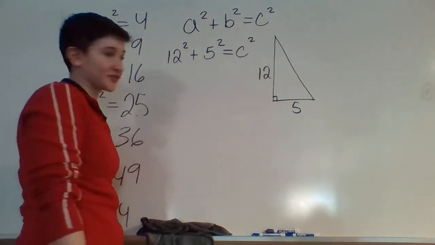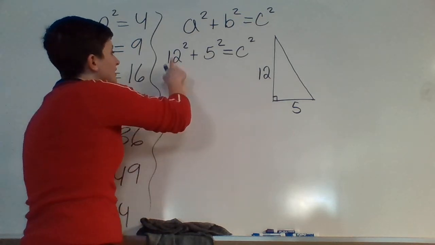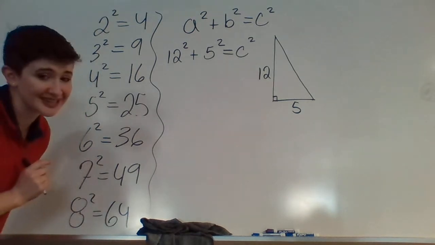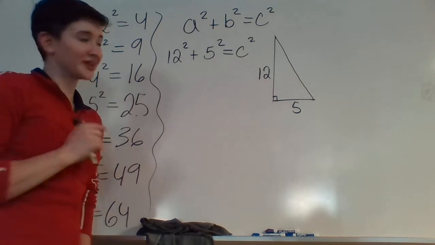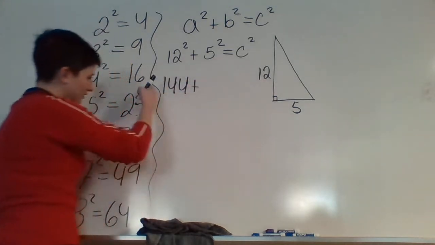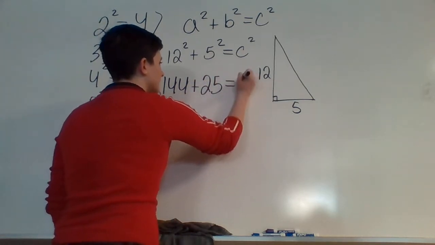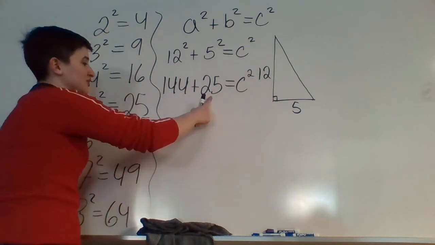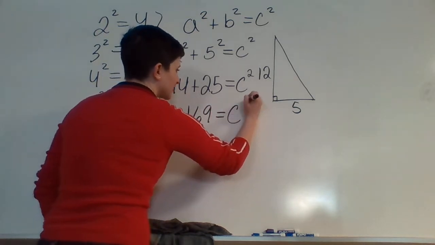So much more room. That looks better. 12 squared, if we go over here, we don't have it, but you should still have your perfect squares list up. If you don't, just search perfect squares. 12 squared is 144, plus 5 squared is 25. We learned that in the last one we just did. Equals c squared. 144 plus 25 is 169, which equals c squared.